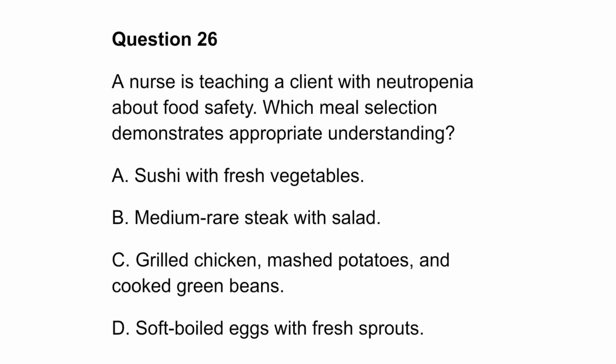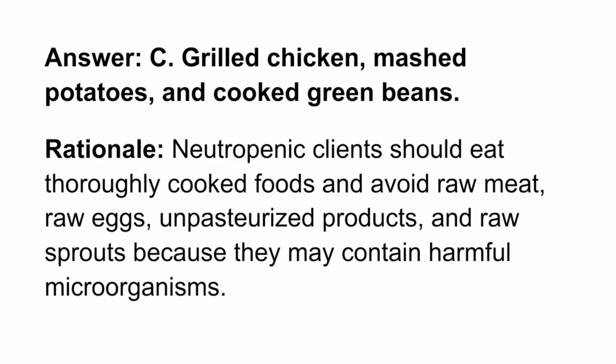Question 26. A nurse is teaching a client with neutropenia about food safety. Which meal selection demonstrates appropriate understanding? A. Sushi with fresh vegetables. B. Medium rare steak with salad. C. Grilled chicken, mashed potatoes, and cooked green beans. D. Soft-boiled eggs with fresh sprouts. Answer. C. Grilled chicken, mashed potatoes, and cooked green beans. Rationale. Neutropenic clients should eat thoroughly cooked foods and avoid raw meat, raw eggs, unpasteurized products, and raw sprouts because they may contain harmful microorganisms.